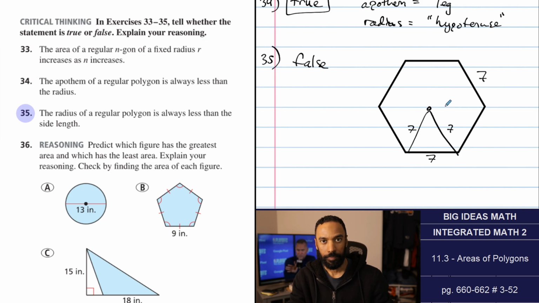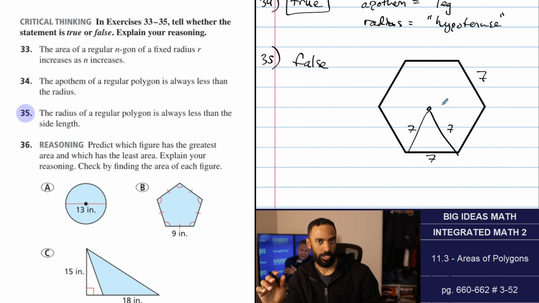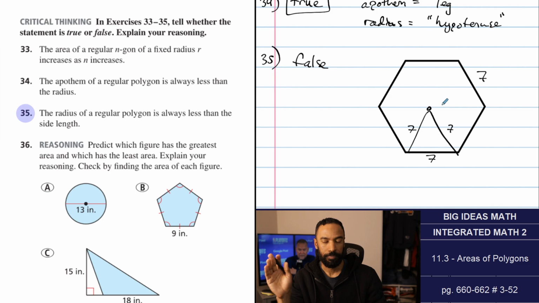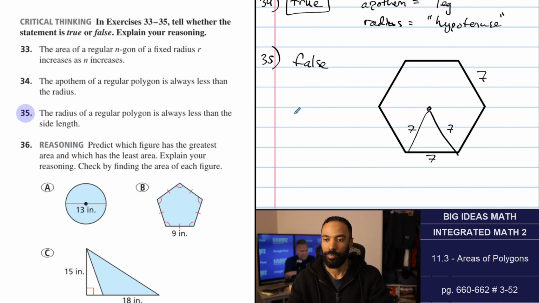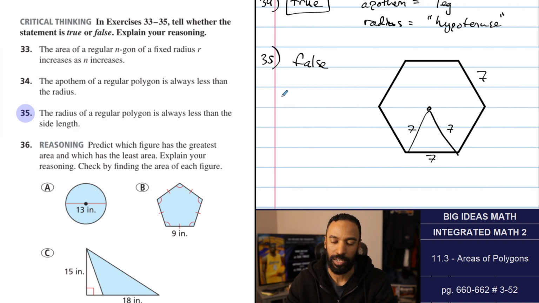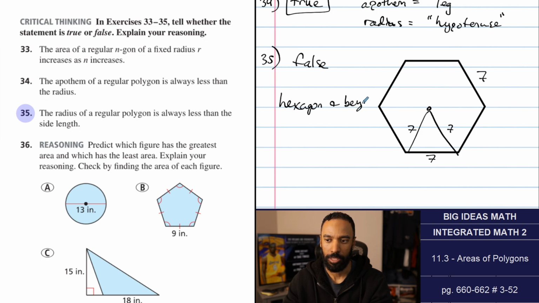Once you get smaller than this, in a triangle, square, pentagon, all those regular ones, the radius is smaller than the side length. Once you get to the hexagon and beyond, it is not less than. Hexagon, regular, and beyond. That's going to be the new store instead of Bed Bath & Beyond. Hexagon and beyond does not meet criteria.